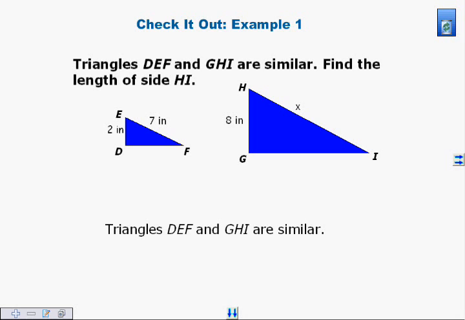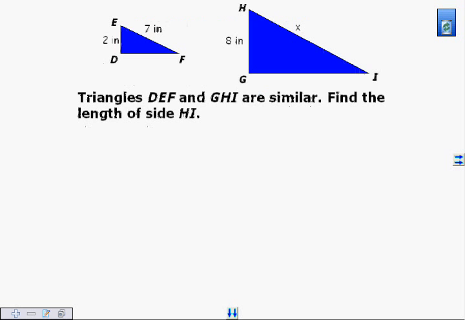Triangles DEF and GHI are similar. Find the length of side HI. So, here's our similar triangles, DEF and GHI. I want you to go ahead and set up your proportion, substitute your sides, find the cross products, XMed, multiply to get the equation, so then you get your equation, and then divide. Follow those steps, press pause, and this is your opportunity to try it yourself.